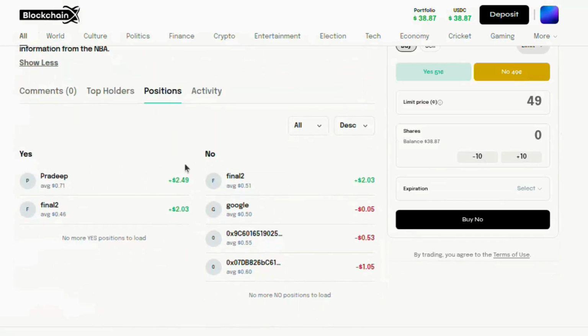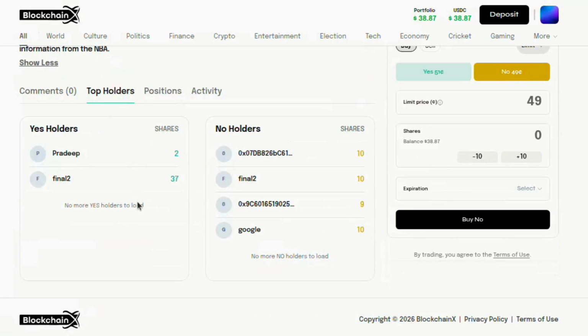Next, we have the position section. Here, the user can view their current holdings, including the number of shares and their current market value. This helps users track their active positions in real time.